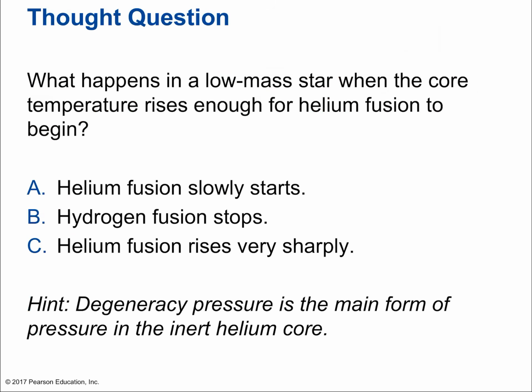So what happens in a low-mass star when the core temperature rises enough for helium fusion to begin? Does the helium fusion slowly start? Does hydrogen fusion stop? Or does helium fusion rise very sharply? Well, it rises really sharply. Because think about it, degeneracy pressure is the main form of pressure in the inert helium core.